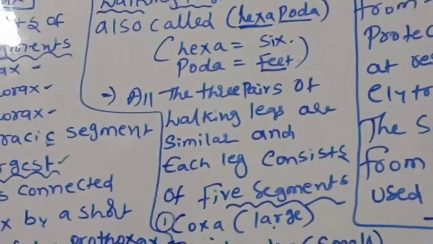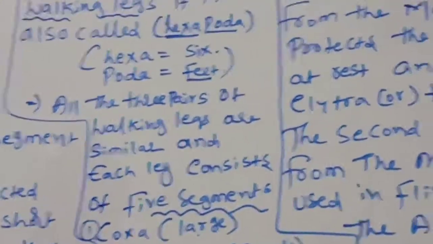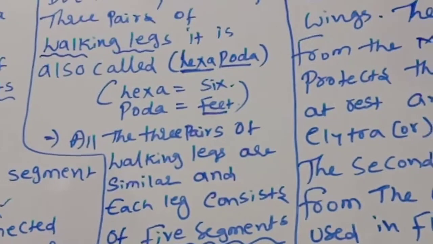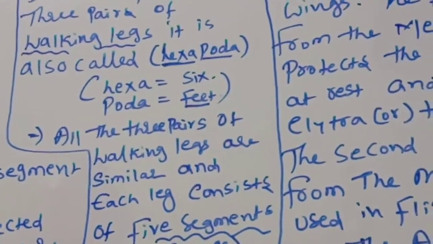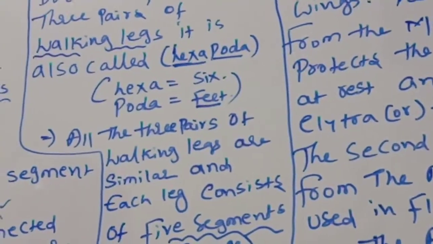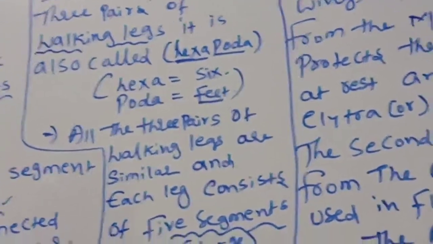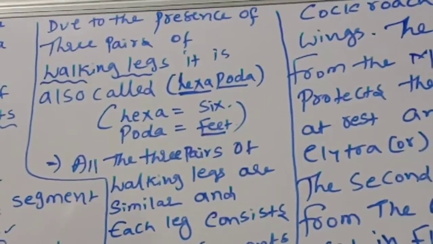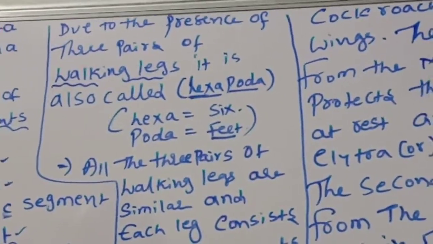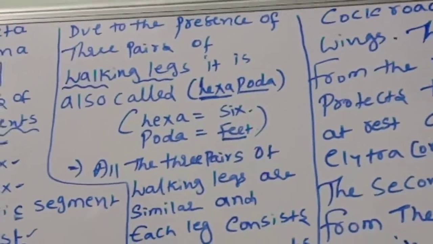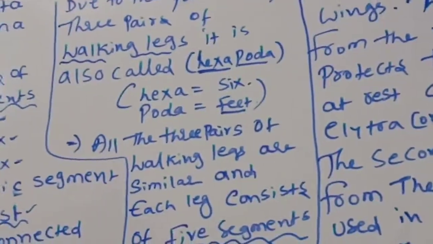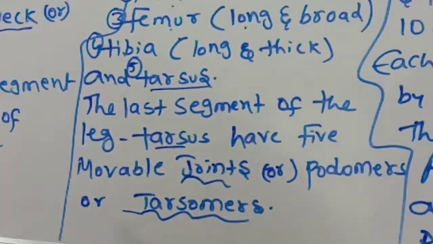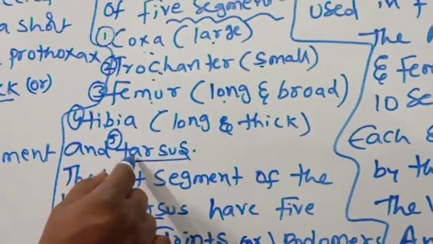Coxa is the large, trochanter is the small, femur is long and broad, tibia is long and thick, and tarsus is there. So coxa, trochanter, femur, tibia, tarsus will be there in the structure of the leg. The last segment of the leg, the tarsus, has 5 movable joints, podomers or tarsomers. Very important.